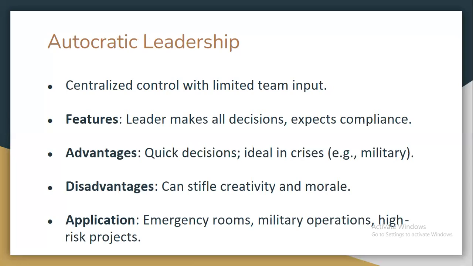Okay. So the first leadership type we look at is the autocratic leadership. And with autocratic leadership, you realize that there is a centralized control. What it means is that everything emanates from the leader. Okay, everything comes from the leader. If it's an instruction, it is what the leader says and nothing else.